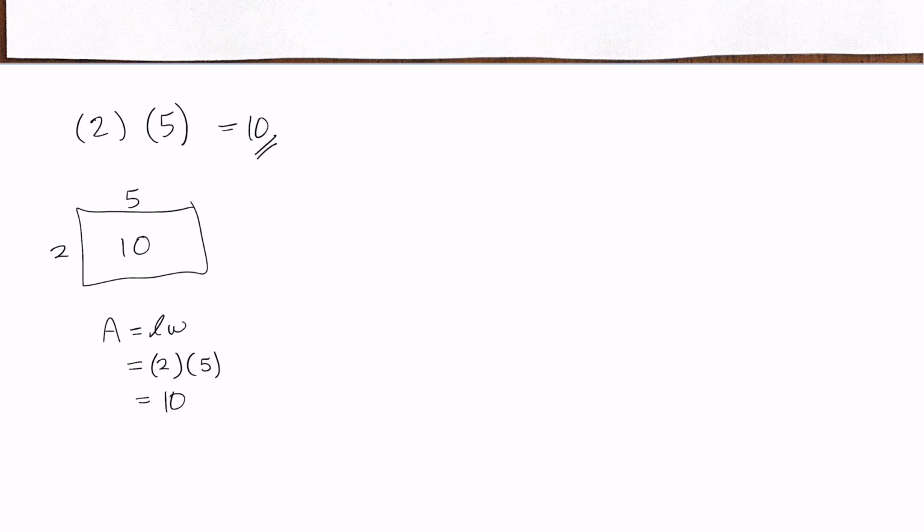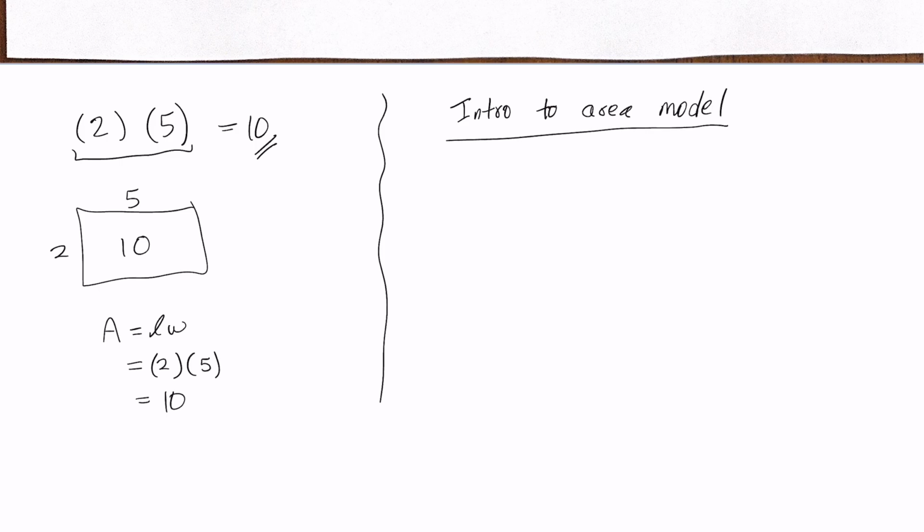Now here's where the beauty of this comes in. Let me pick two numbers, not 2 and 5, but two two-digit numbers. This is an intro to why we use an area model, why it helps. Let's say I wanted to do, random number, 17 times 12. That's a pretty big number, right? I don't know what that is off the top of my head.